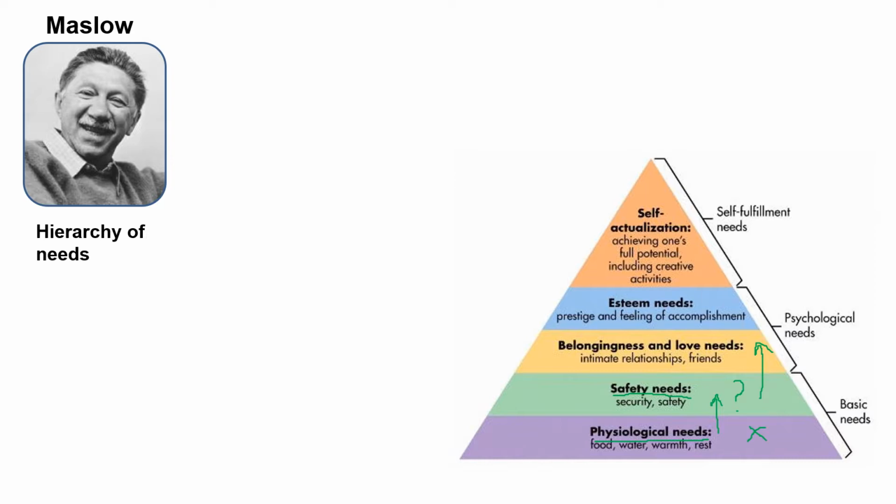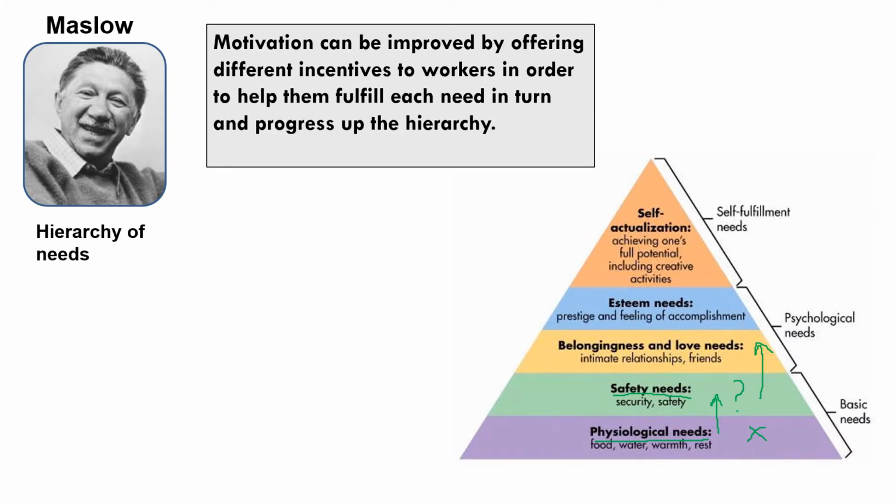So that was the basic theory, and then businesses can think of ways in which to meet them. So motivation can be improved by offering different incentives to workers in order to help them fulfill each need in turn and progress up the hierarchy. For example, if we offered workers reasonable pay, this will enable them to get food, water, warmth, rest, shelter. But if we want to motivate them, maybe if we offered them job security, maybe like a permanent contract, they'd feel safer. So if we offer them job security, if they work hard, this will motivate them.